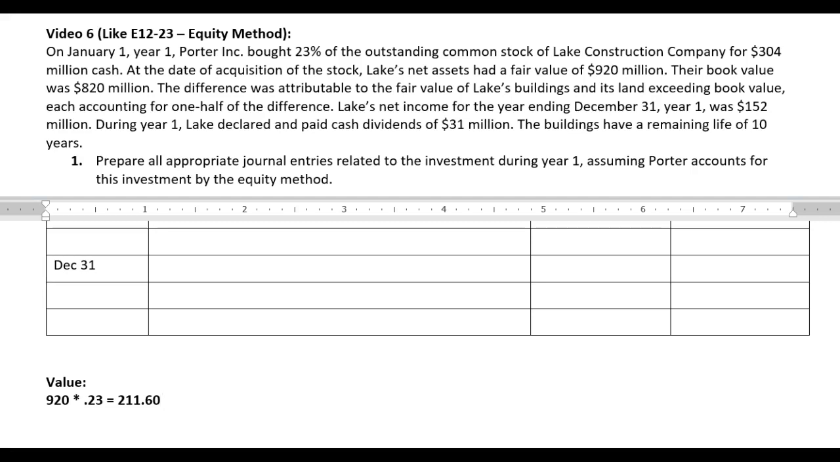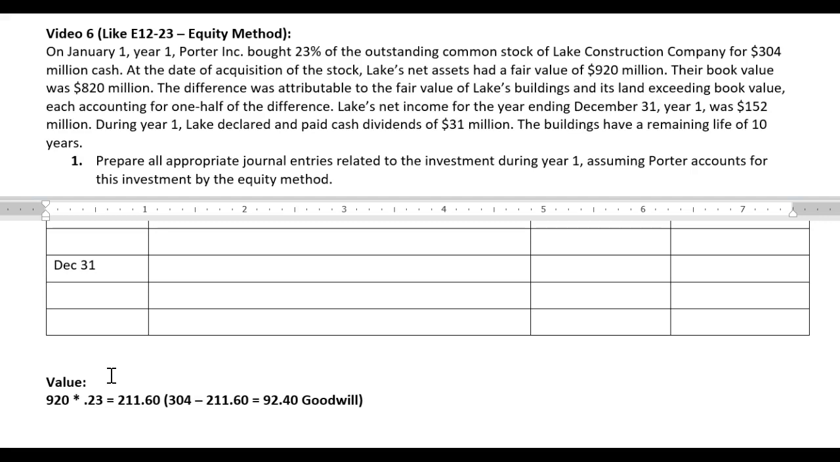Absolutely. So what does that mean? Well, if you take the 304 minus the 211.60, what you end up with there is 92.4. What that is considered is goodwill. Now, we're not going to record it as separate goodwill. It's already embedded in the investment in our company. But that is considered goodwill because we paid more for the value of the company than the net assets are worth. And that happens a lot in companies. There's other values there. But that's not the only thing we have to consider.